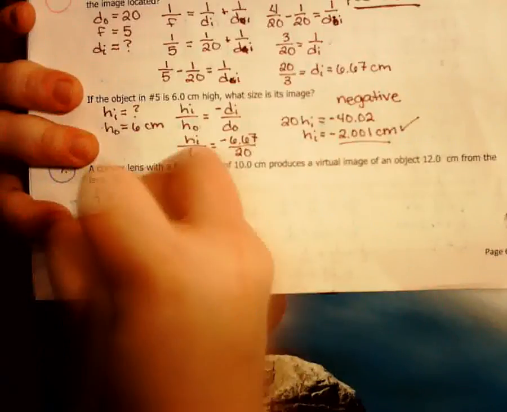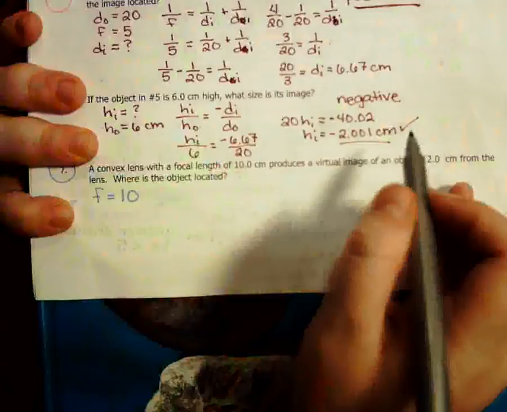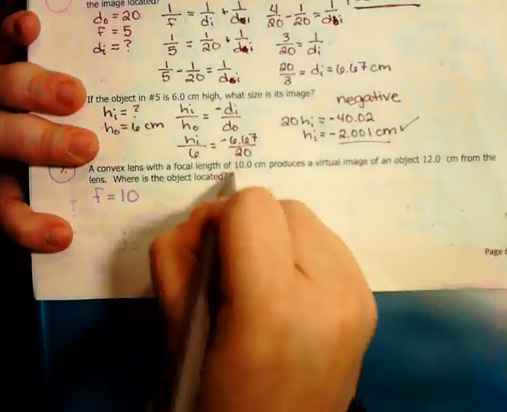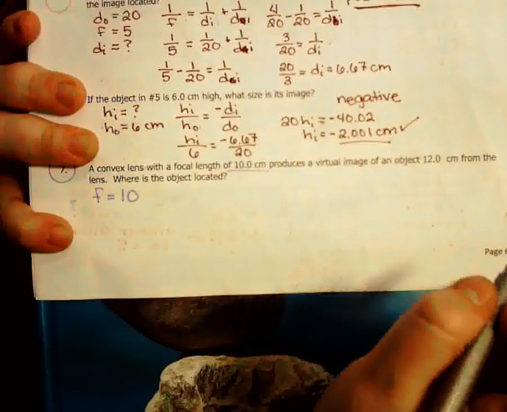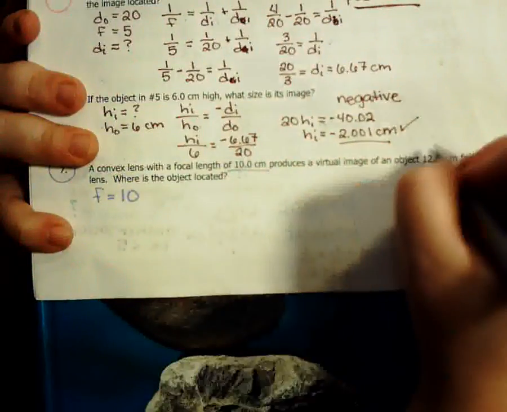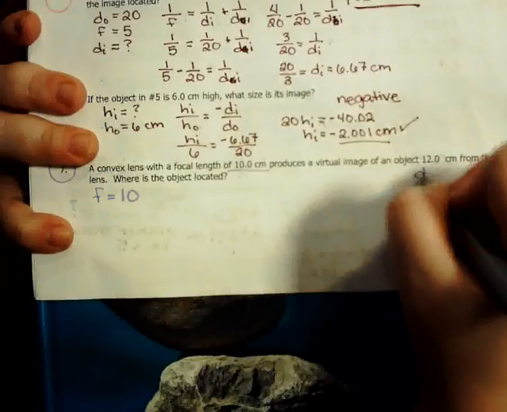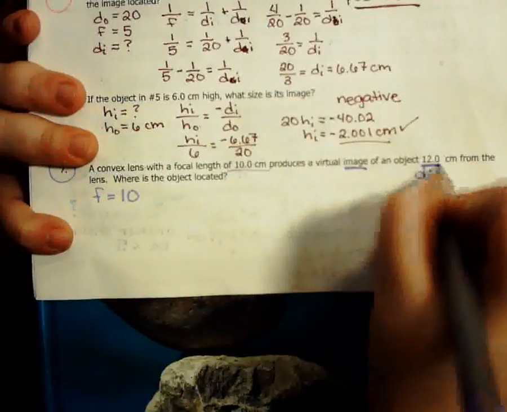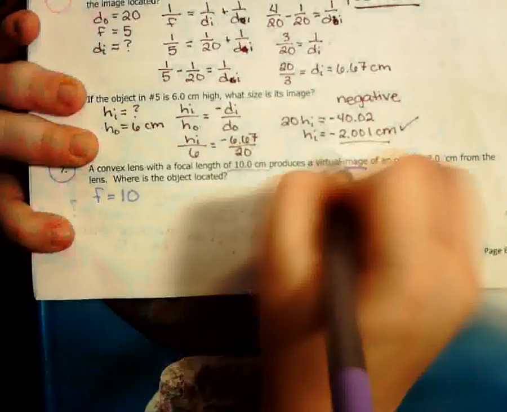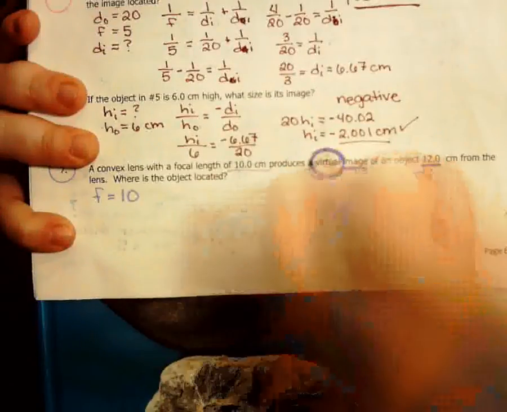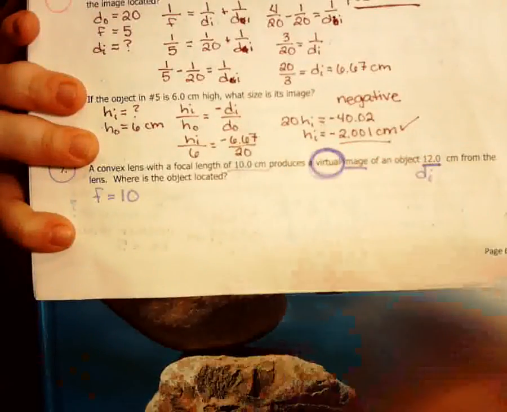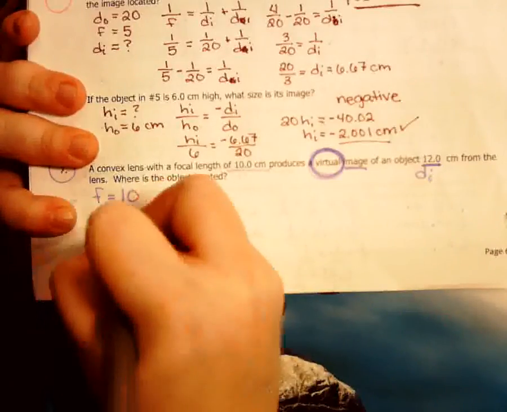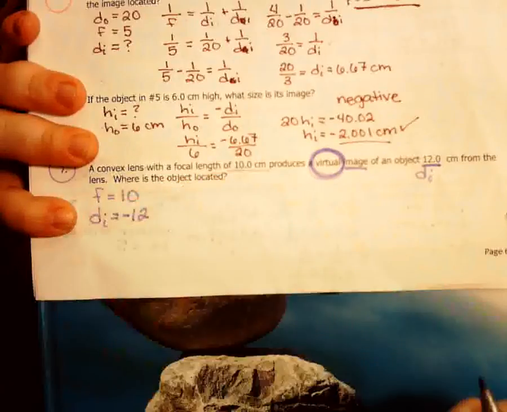F is 10. Guys, if the focal length is negative, it's going to give it to you in the problem as a negative. You don't have to worry about figuring out whether it's negative. The one you have to worry about is DI, which is what this is, because it's where the image is. And here's the key word. If it tells you it's a virtual image, then DI is a negative number.